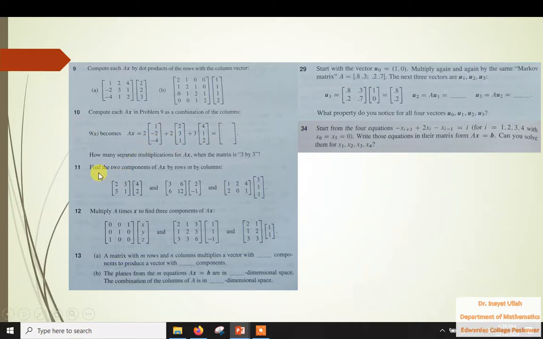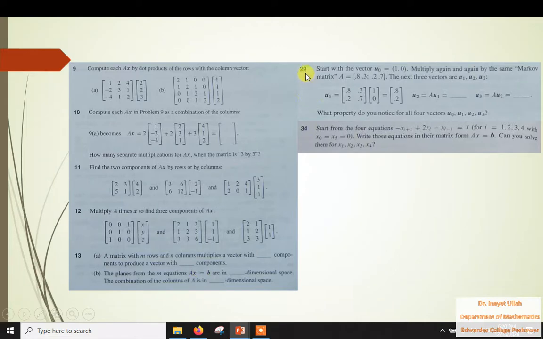Question number 11, find the 2 components of AX by rows or by columns. That is a very simple question. How could you find the 2 components of AX by rows or by columns? Now question number 12 is the same as before. Just leave question number 13 because this is an MCQ type of thing. You can do that, but a bit of thinking is there. We will discuss this afterward, inshallah.